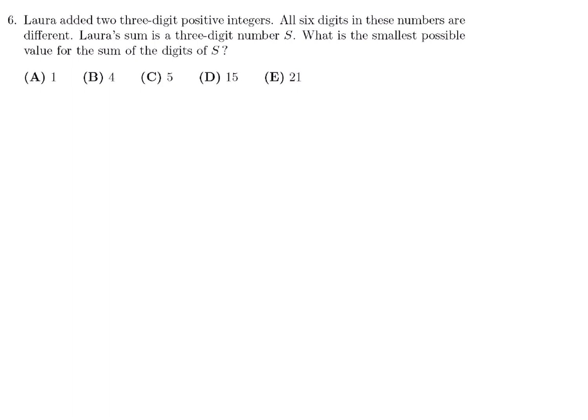Laura added 2 3-digit positive integers. All 6 digits in these numbers are different. Laura's sum is a 3-digit number S. What is the smallest possible value for the sum of the digits of S? We have a 3-digit number and then another 3-digit number, and that is equal to another 3-digit number, and this is being called S. And they're saying what is the smallest possible value for the sum of the digits of S?